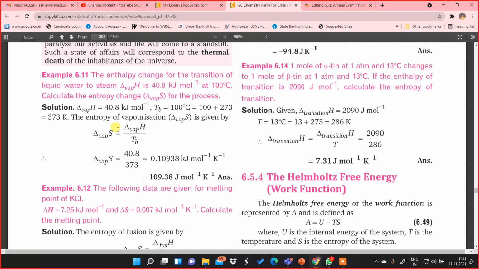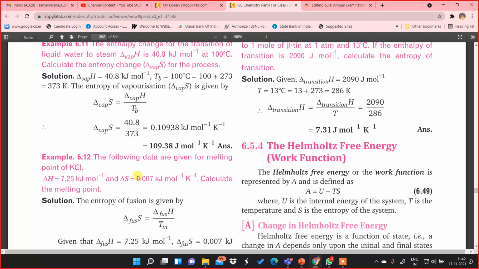But to do these sums, it is very important that you remember this formula. And by reading the question, you should be able to figure out what type of change is happening, whether it is vaporization or whether it is fusion or whether it is sublimation. Okay. Now look at the next example, example 6.12.